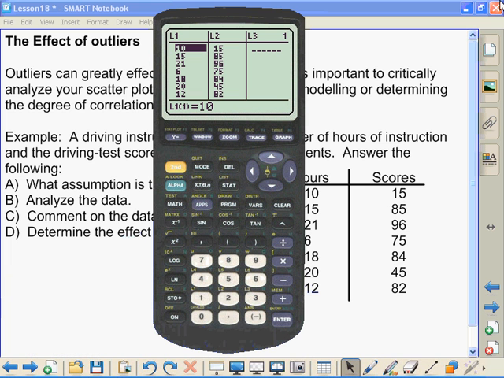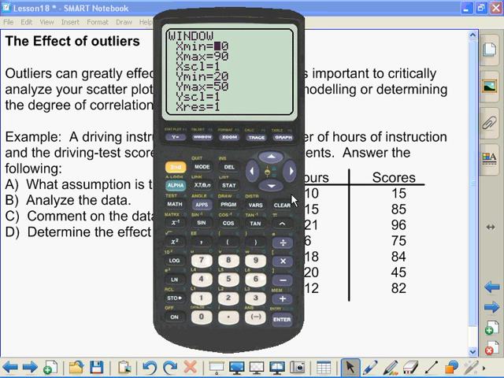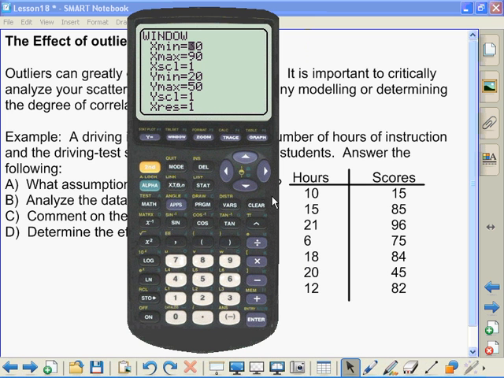All right, I'm back, and I entered the data into the calculator, so I'm ready to analyze it. I'm going to go to my window. My X values are the hours spent. I see it goes down to 6, so I'm going to go down to 0. It seems kind of reasonable here. I see the upper one's 21, so let's go 25 hours of the excruciating torture you went through in the driver's training. When I look at the scores, I see the scores range from 15 to 82. So again, I think 0 is reasonable there, and probably a score of 100 is perfect. So 0 to 100 seems to be a reasonable selection.